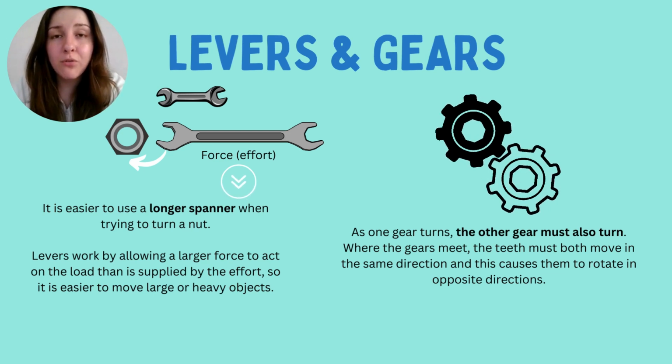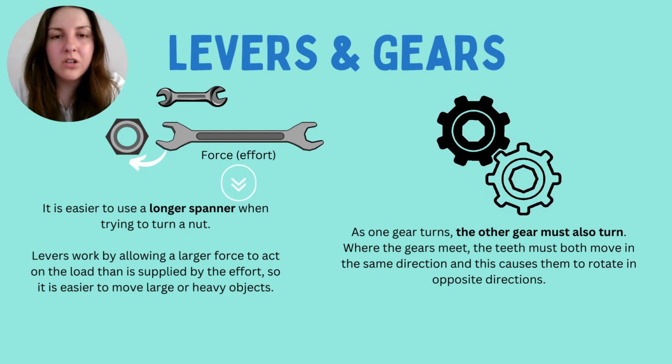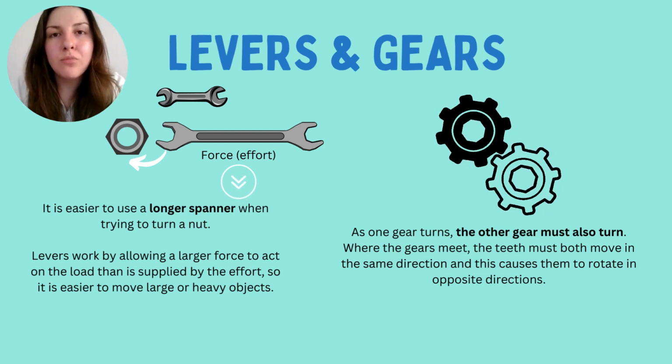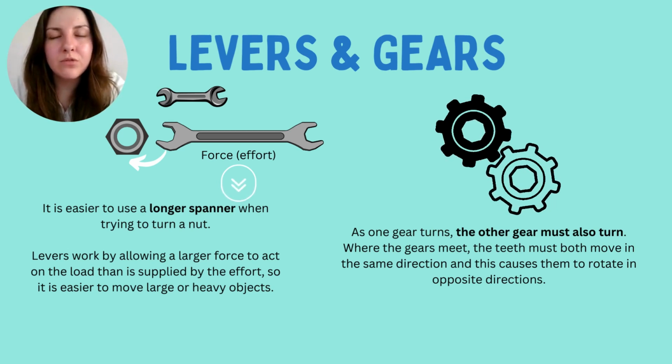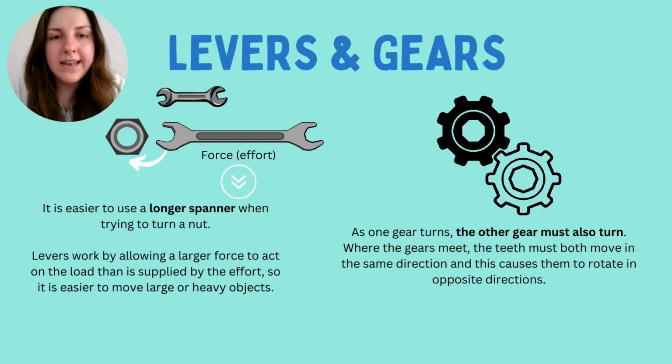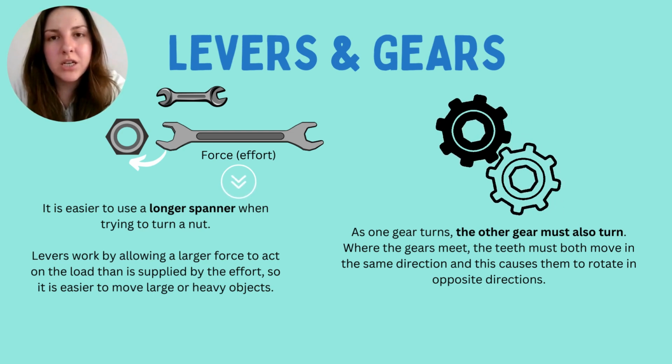We've got a spanner. In fact, we've got two spanners. One is smaller and one is larger in length, and it's so much easier to use the longer spanner because you've increased that distance, meaning the moment is greater. Remember, moment is equal to force times distance. So the longer the spanner, the longer the length, the easier it is to rotate and to move.